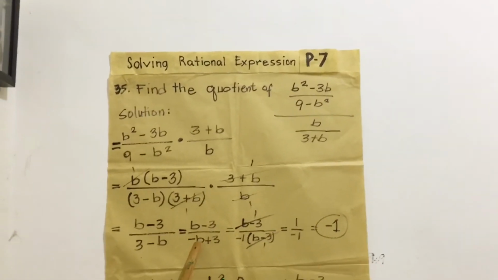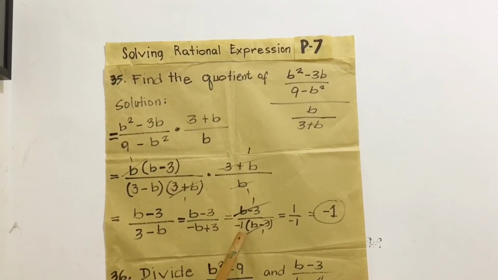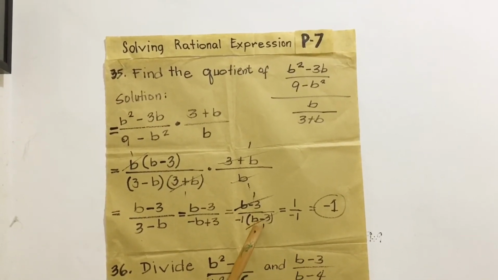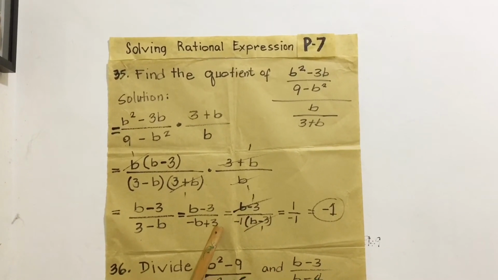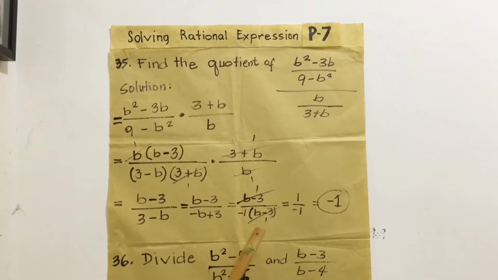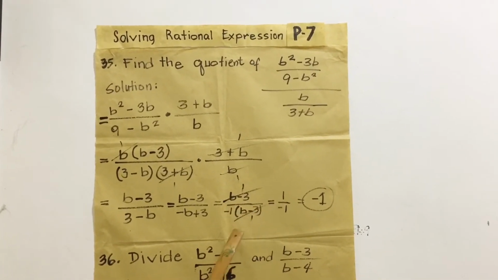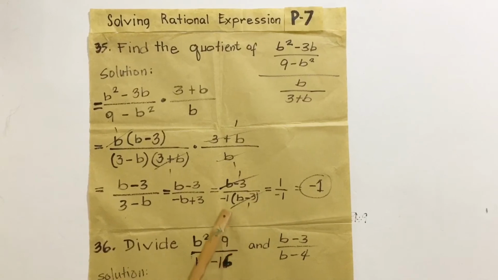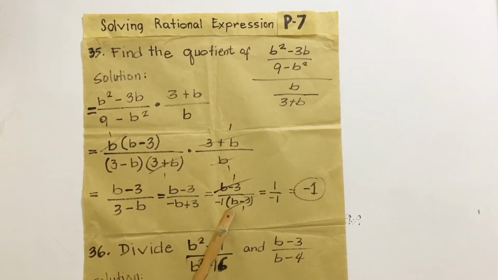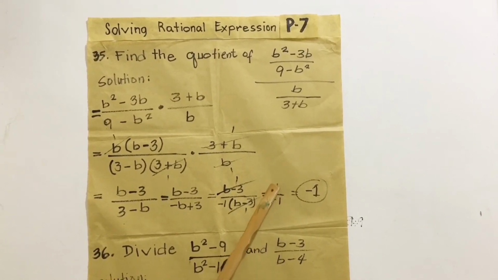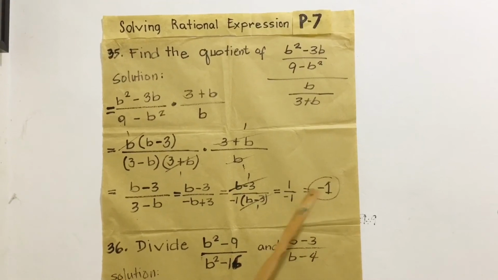So we're going to factor. Negative 1, then negative 1 times b equals negative b. Then negative 1 times positive 3 equals negative 3. So this is the result now. Since it's the same, we can cancel. Then 1 and 1, then negative 1. 1, then negative 1 times 1 equals negative 1. Then 1 divided by negative 1 equals negative 1. This will be our answer.